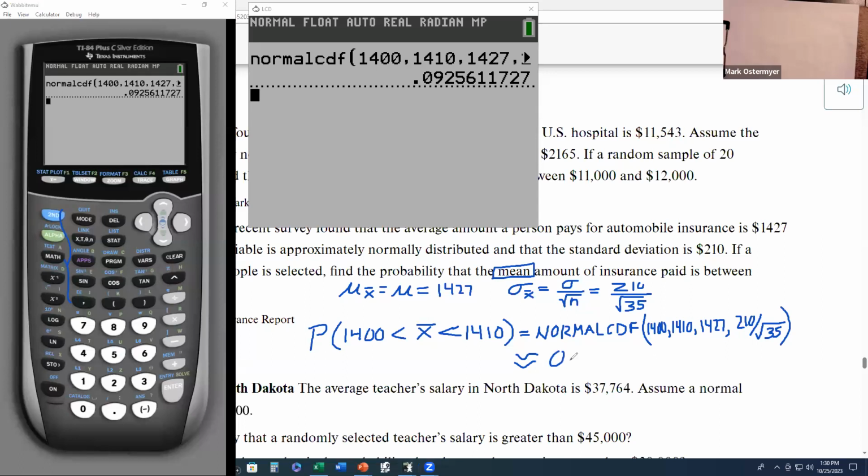So 0.093. So if you randomly select 35 drivers and poll them as to the amount of insurance they pay for their automobile, the probability that the mean amount paid is between $1,400 and $1,410 would be about 9%. Anybody get that?